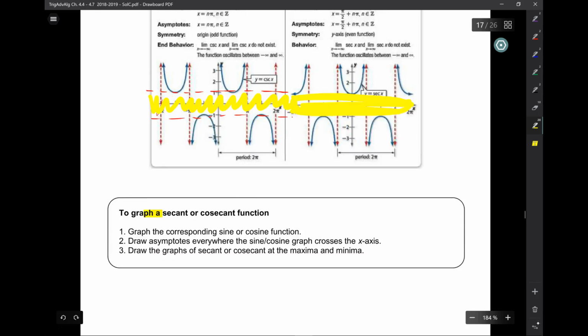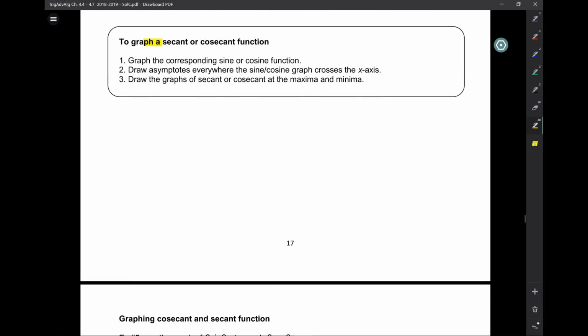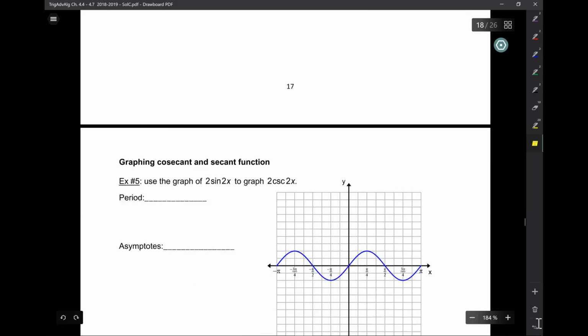Okay? All right. So how are we going to graph a secant or a cosecant? We're going to graph the corresponding sine or cosine. Then we draw asymptotes everywhere the sine or cosine crosses the x-axis. And then we draw secant or cosecant. Okay, so let's do this one.